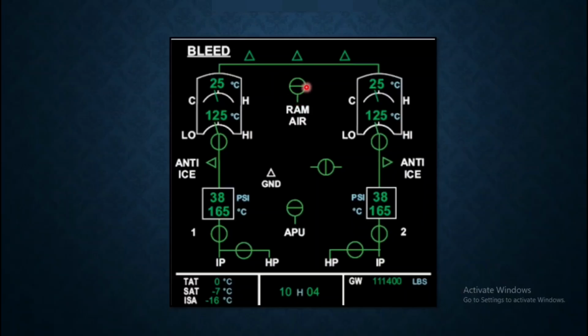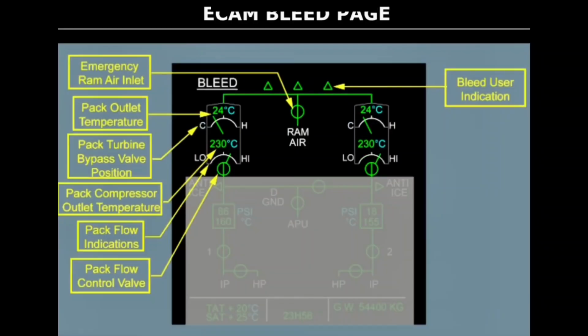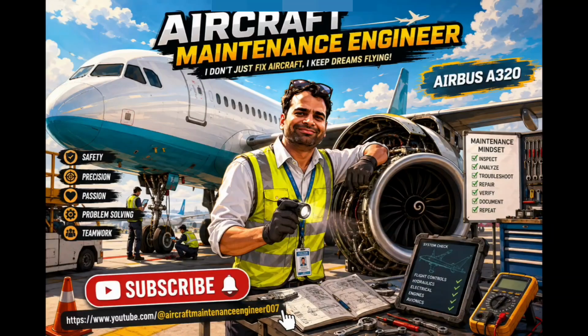So this is your ram air inlet, and here also same valve conditions: open, closed, not fully closed, or in transit position. This is all about the bleed page, and we will cover this in another bleed chapter. So this is all about the ECAM bleed page indication, and the bottom is pneumatic indication. We'll discuss it in the pneumatic ATA chapter, and wait for the next part, that is part 3. We'll come up with the avionics equipment and ventilation system.